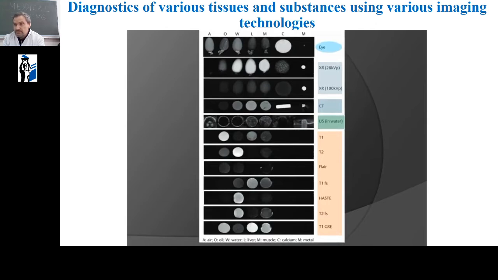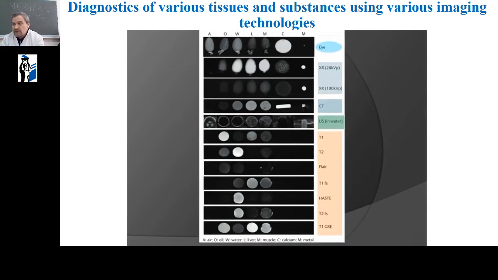Water is involved in the formation of a very important pathology, such as edema. The best of the arsenal of methods of radiation diagnostics, the presence of water edema will be shown by the technique of magnetic resonance imaging in the T2 mode. Another example is adipose tissue or oil.